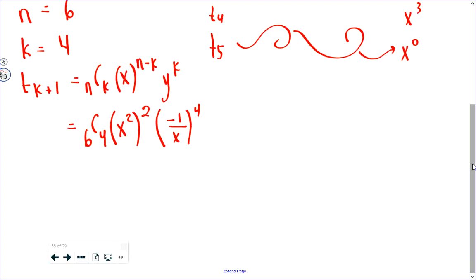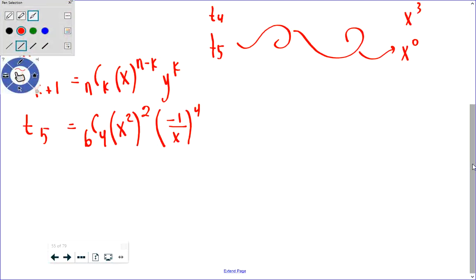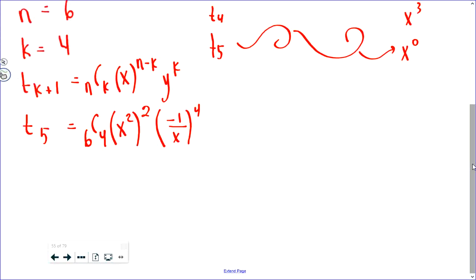So why on earth does this say t sub k plus 1 if we're finding the fifth term? Well, k is equal to 4. Four plus 1 gives you 5. That's why it's written as t sub k plus 1. But as I said earlier, don't worry about the k plus 1. You don't even need to write it. What you need to be able to do is put the stuff into the right-hand side.